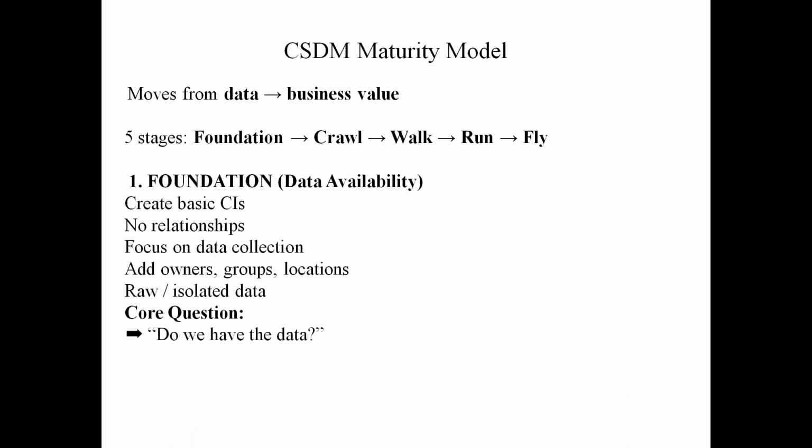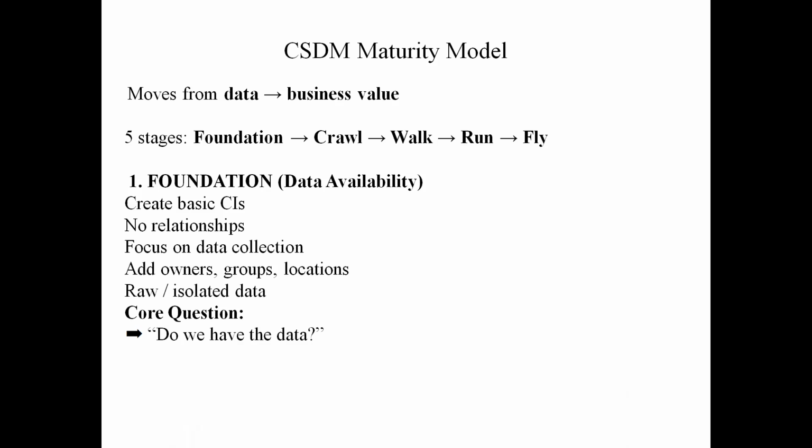We create basic configuration items like servers, applications, and databases. At this stage, there is no relationship between them. We only store basic information such as owners, groups, and locations. So the data is raw and isolated. For example, we have a server and an application, but we don't know how they're connected. The key question at this stage is: do we have the data?